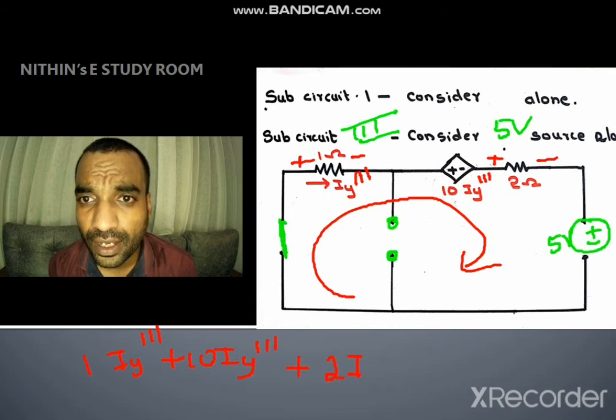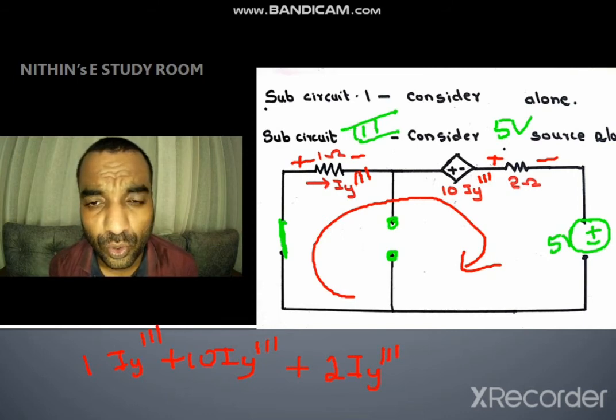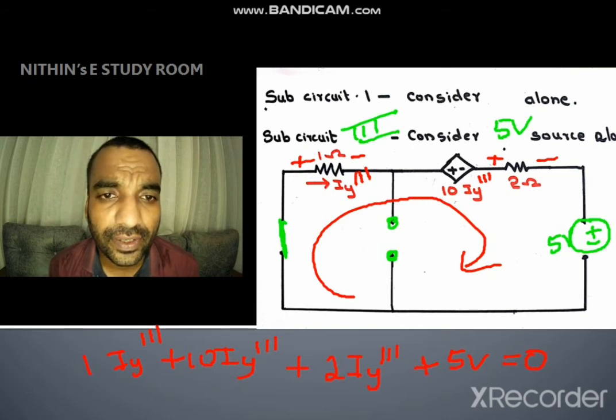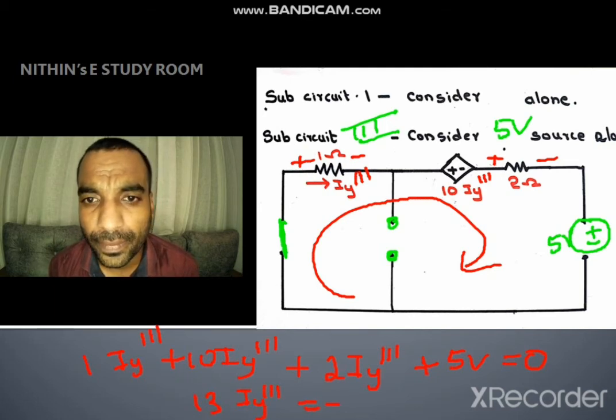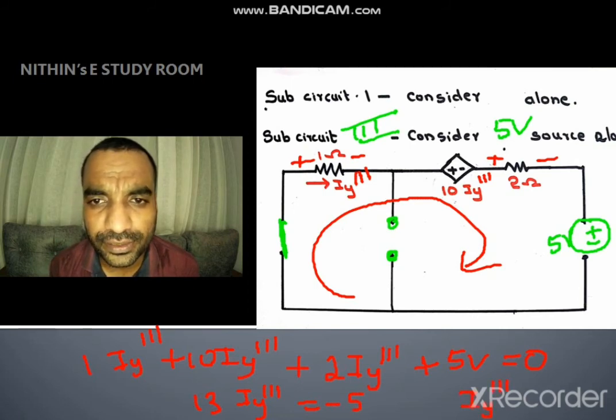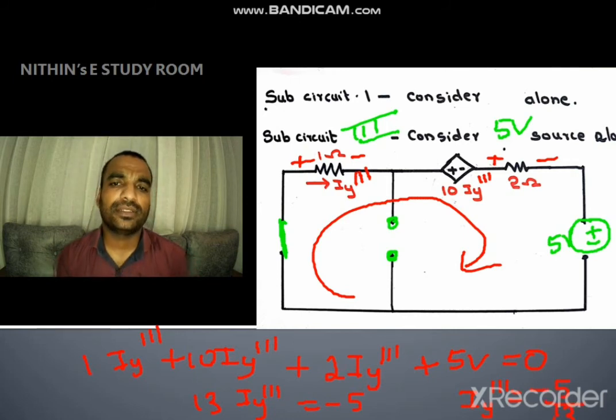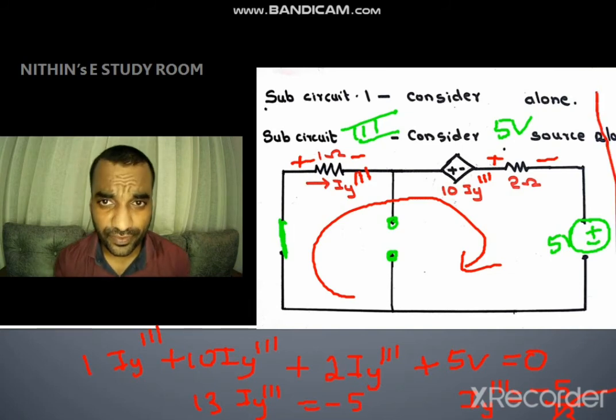2 Iy triple dash. Current is Iy triple dash in all the portions because it is a series circuit, plus the voltage source, that is 5 volt, that is equal to 0. So totally it will be 13 Iy triple dash is equal to minus 5. So it is very simple, Iy triple dash is equal to minus 5 by 13. Okay, this is the third case where you got Iy triple dash very easily.